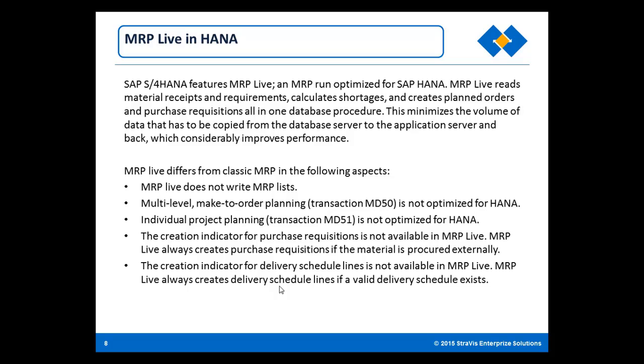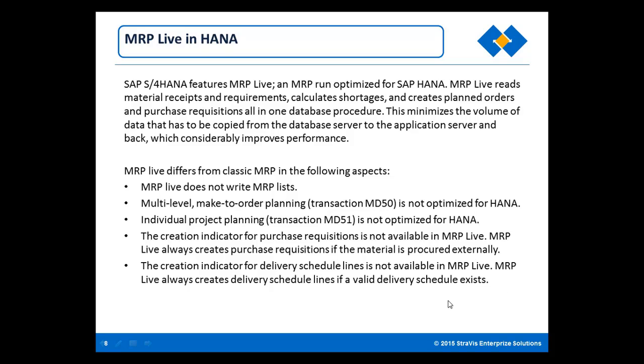Individual project planning in case of MD51 is also not optimized for HANA, and the creation indicator for purchase requisitions is not available in MRP Live. So MRP will always create purchase requisitions, so there is no need to create separate planned orders and then finally convert them into purchase requisitions. It will directly create the purchase requisitions for all externally procured materials. And the creation indicator for delivery schedule line is not available in MRP Live. So MRP Live always creates delivery schedule lines if a valid delivery schedule exists.